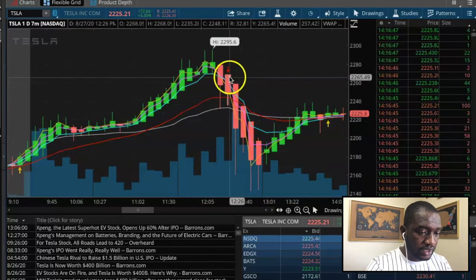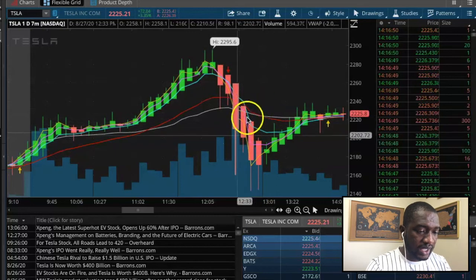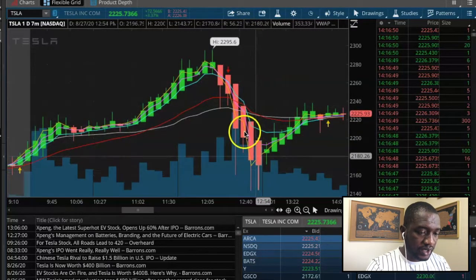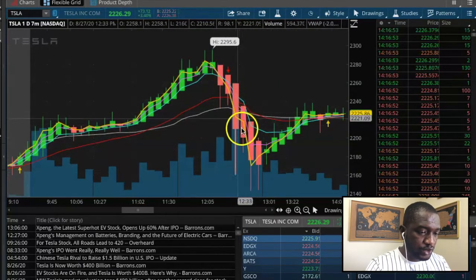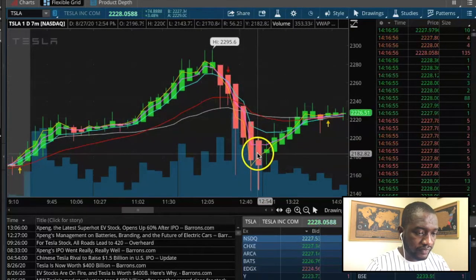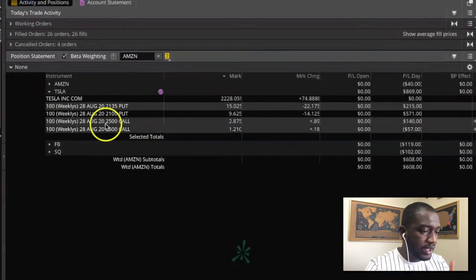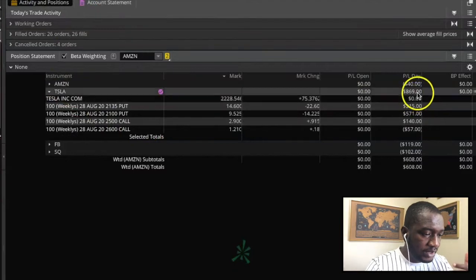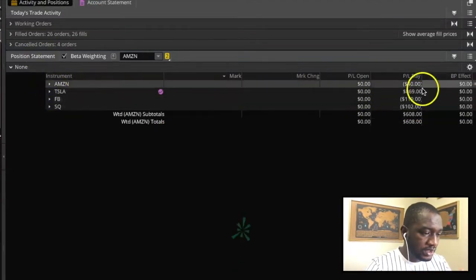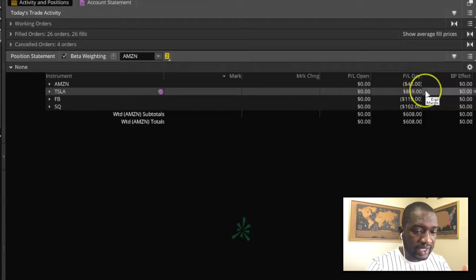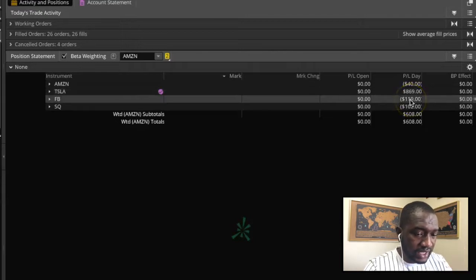So the first trade was around here, and then the second trade was pretty much around here, and this move from this couple of candles right here made me this amount of money in Tesla. Made me $800 in Tesla. So that was basically how I made $69 on Tesla. So my second loss for the day.